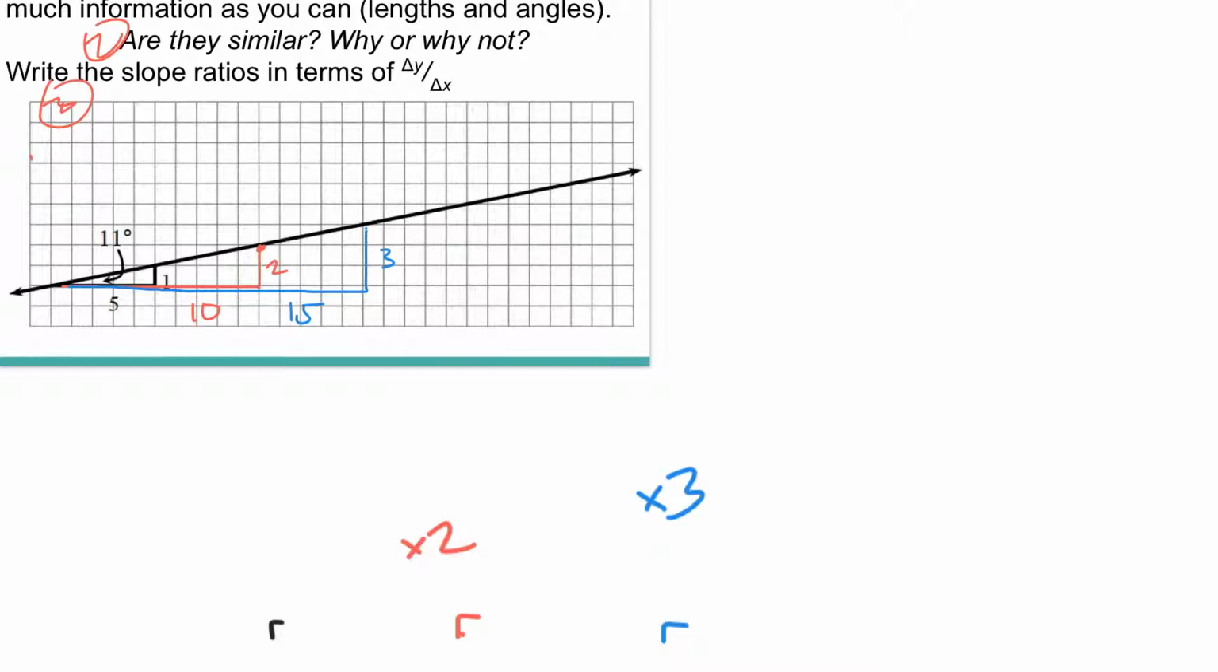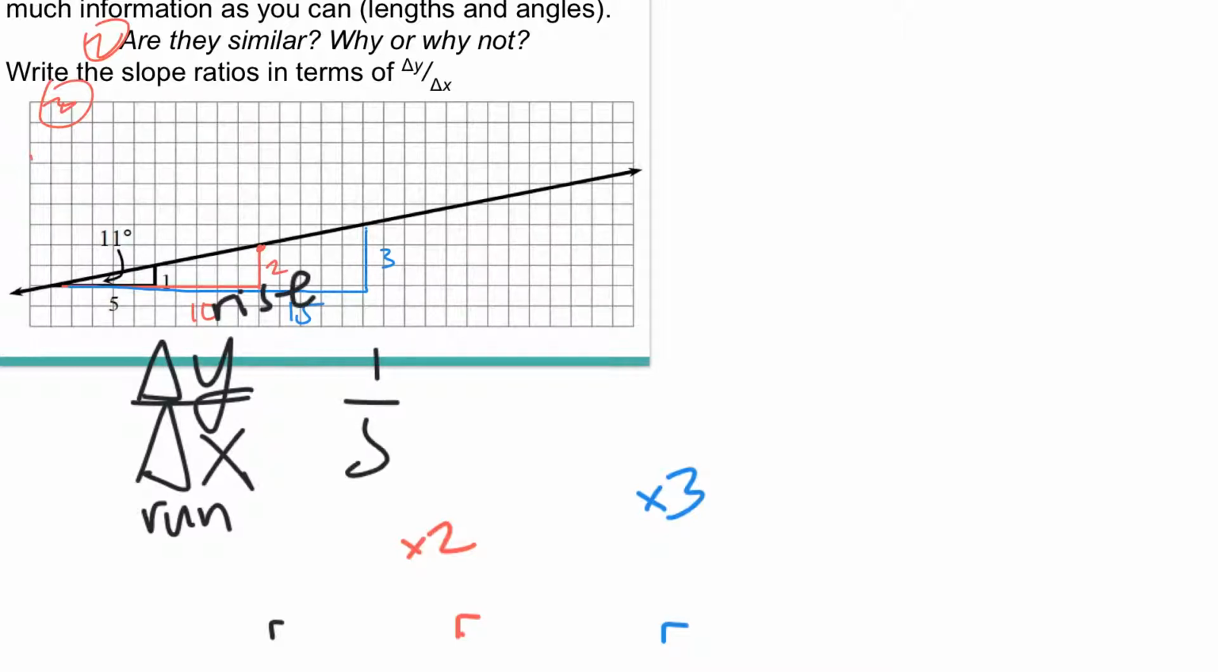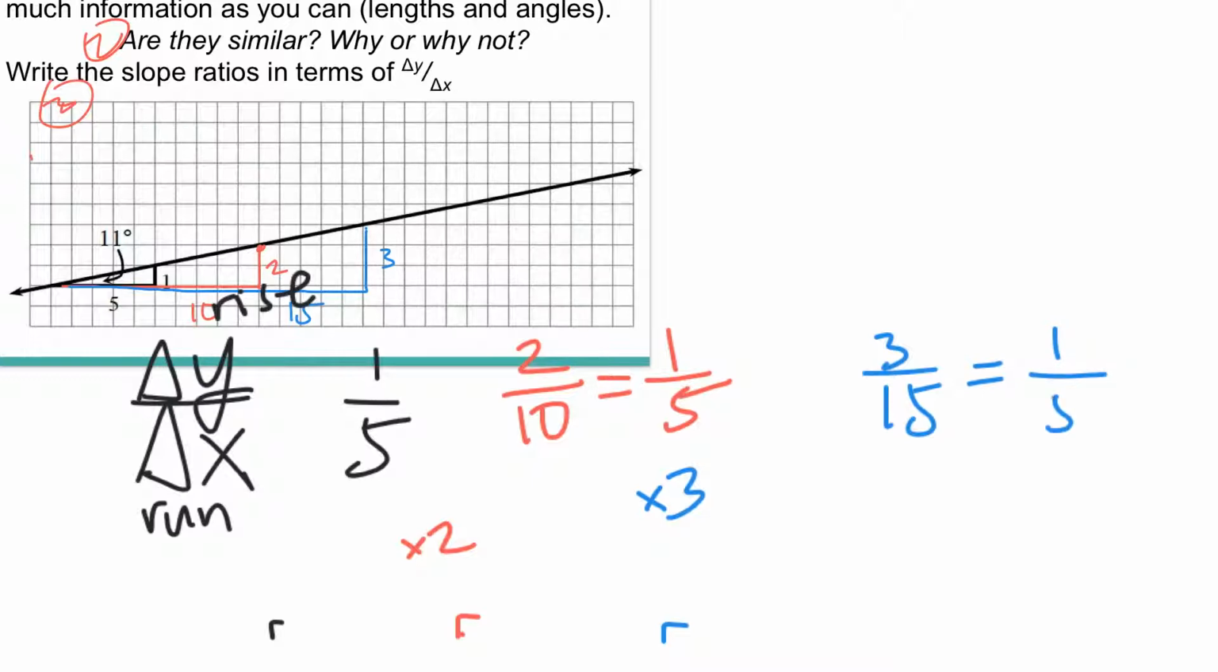What was the next part? Label the lengths, label the angles, and write the slope ratios. So for the first one, the slope ratio would be, remember again, it's always delta y over delta x. You can think of it as rise over run. For this first one, it's 1 over 5. For the red one, it is 2 over 10, which I can simplify to 1 over 5. And for the third one, it's 3 over 15, which I can also simplify to 1 over 5.